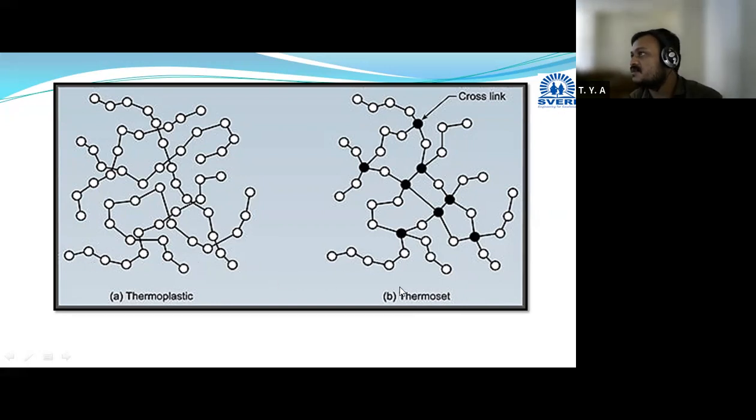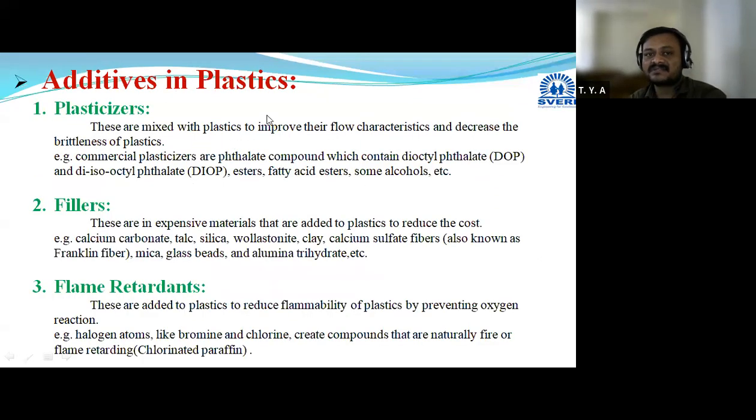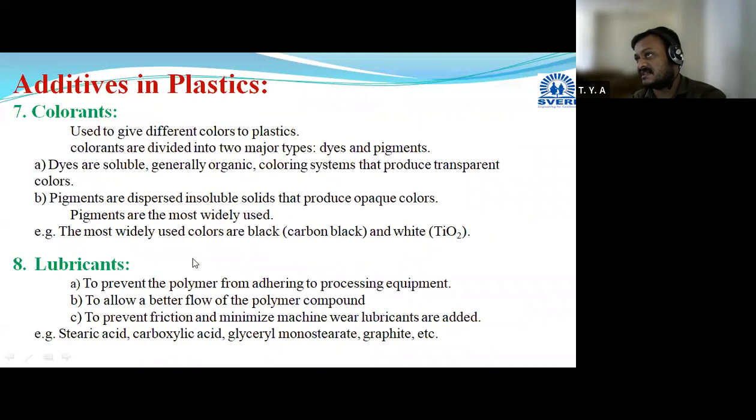This part we have discussed in the previous session. Now in today's session, we are going to discuss 2 points I will try to cover. The first is the additives used in the plastics. Okay. Additives used in the plastics. Then we will discuss different additives. Some 8 or 9 additives are there that we will discuss.